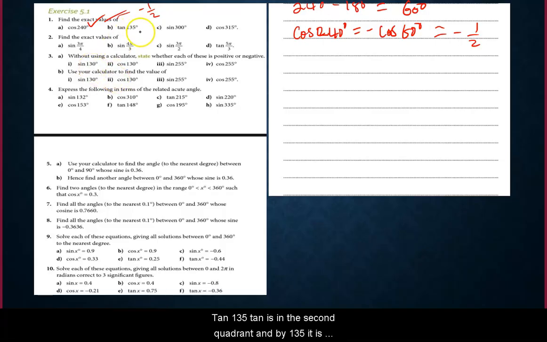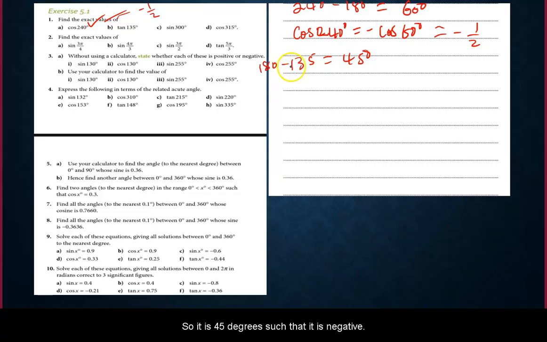B, tan 135. Tan 135 is in the second quadrant, and tangent is negative, so it becomes 180 minus 135. 180 minus 135 will give you 45. So it is 45 degrees, such that it is negative. So what is negative tan 45? Negative tan 45 degrees is negative 1. So the answer here is negative 1.